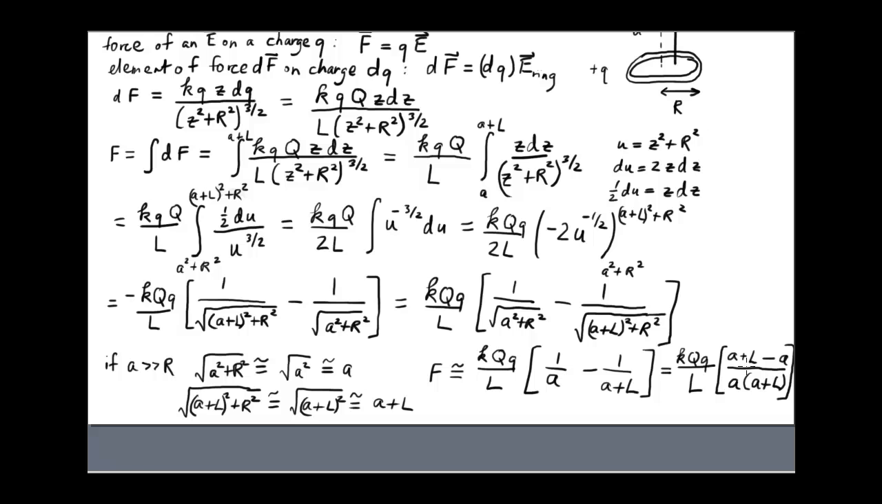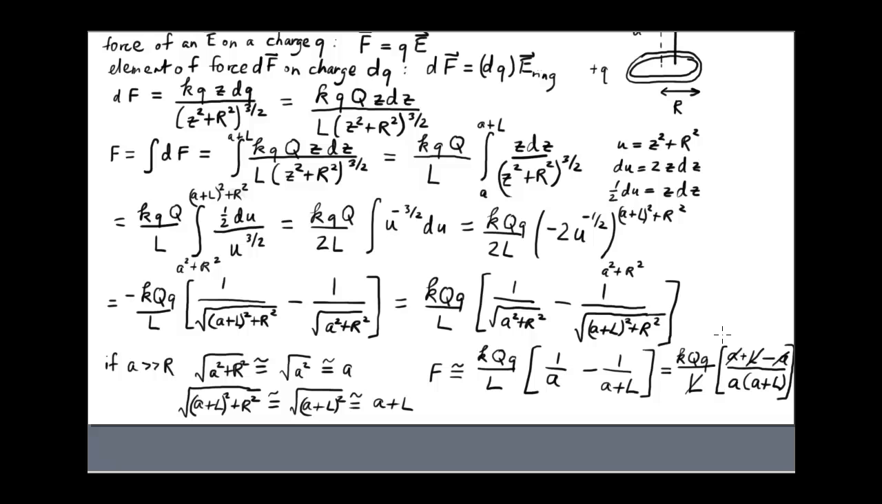And look at what happens. This, the A plus L minus A, well, in the numerator, the A terms cancel. Then, what's left in the numerator is L. Well, L cancels with what's in the denominator of the other term, the K Q q over L. So what we're left with is K big Q little q over A times A plus L.